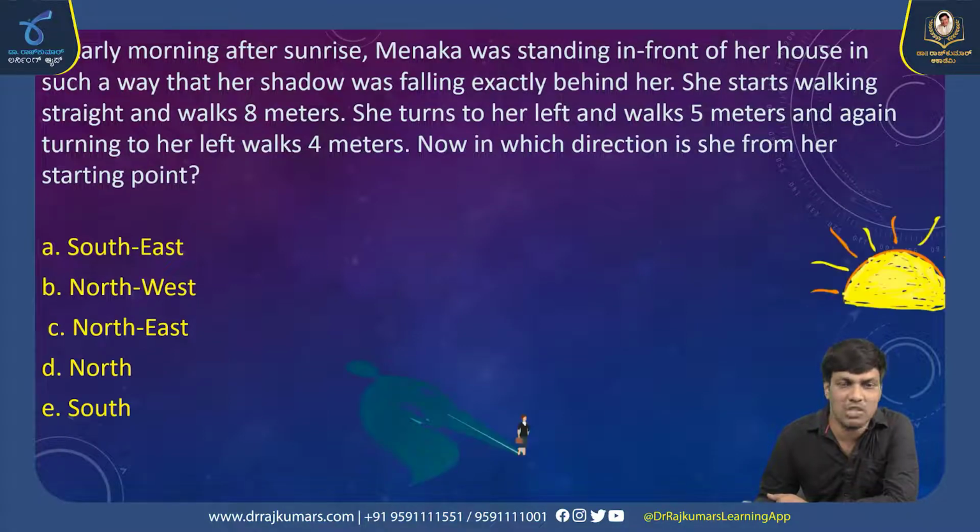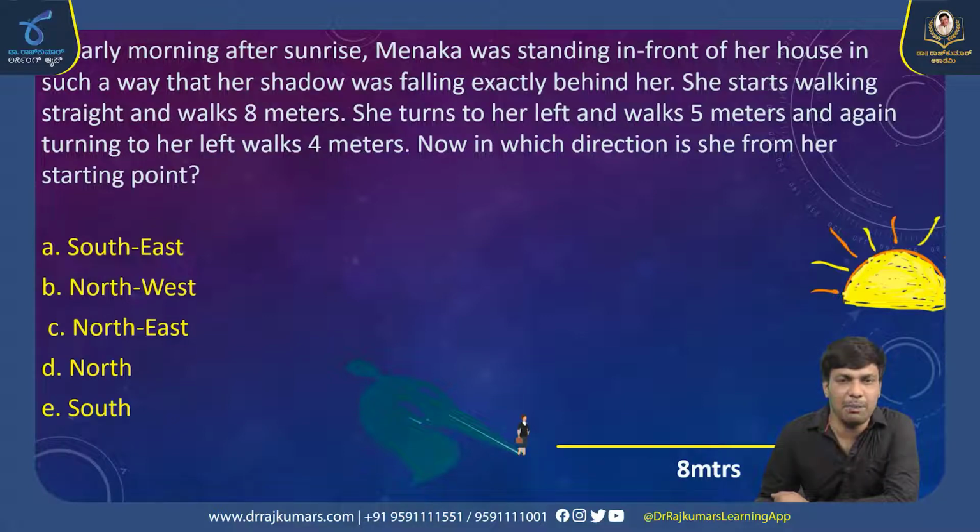Right, early morning, as we know, sun rises in east direction. Menaka was standing in front of her house in such a way that her shadow should exactly fall behind her. Her shadow is falling behind her means she is in a direction of a sunrise. That means she is facing towards east direction. In east direction, she starts moving right and walks 8 meters. She walks 8 meters in a east direction.